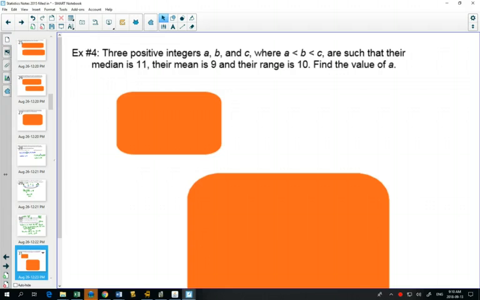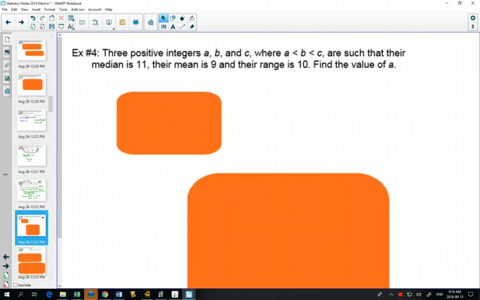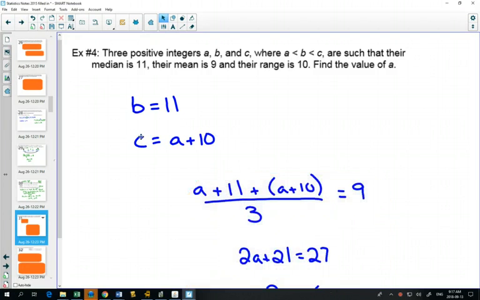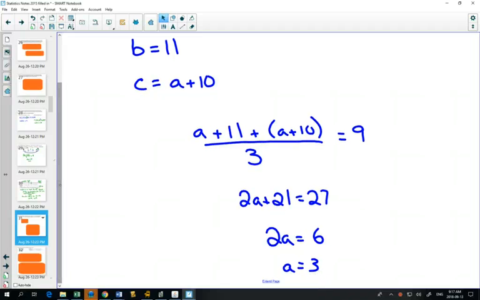Three positive integers, A, B, and C, such that the median is 11, mean is 9, range is 10. I'll let you try this one. And if you get this one done, attempt question 5 as well. A, B, and C, median is 11. Well, that tells you right away that B has to be 11. The range is 10, so C could be A plus 10. Algebraically, plugging those things in, you'll get A is 3. So the three numbers are 3, 11, and 13.